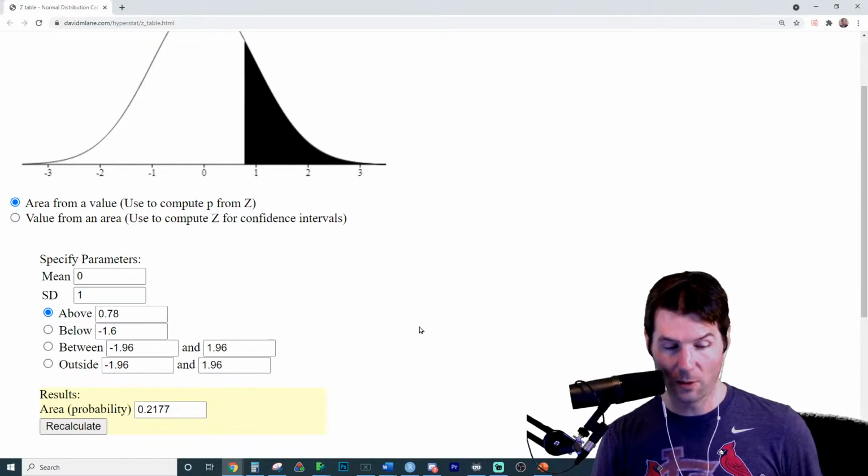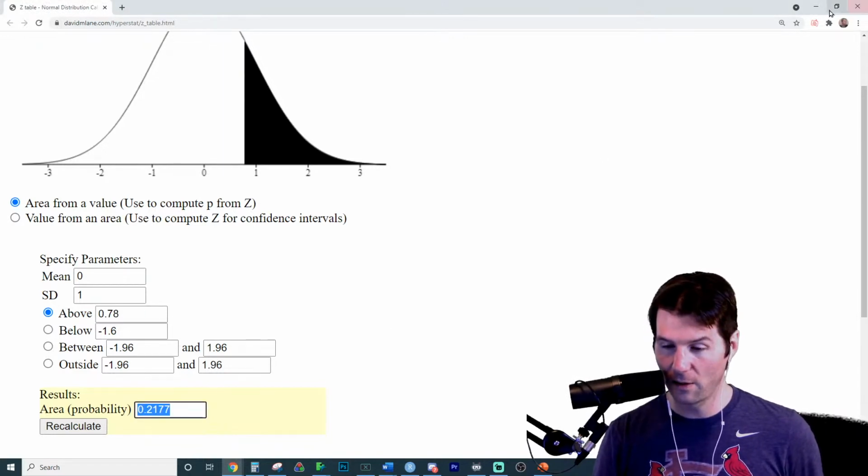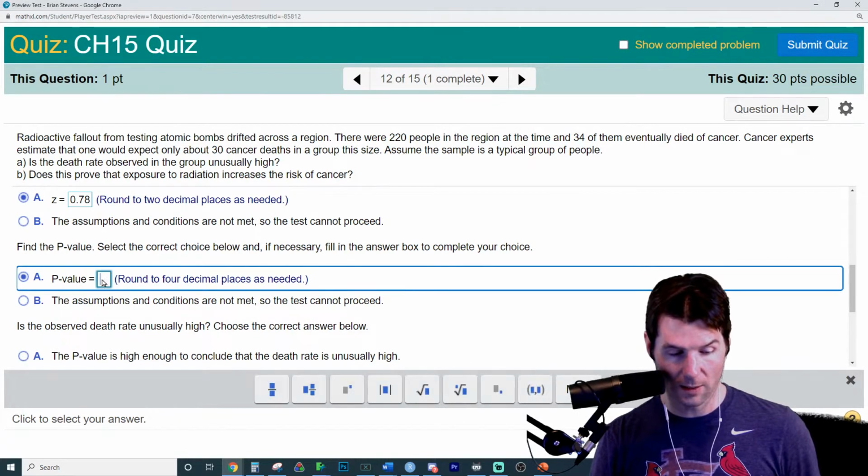There are people I know who will just swing by to help out, and there's the p-value. And thank you so much, Alan. I appreciate that. Round to 4 decimals.